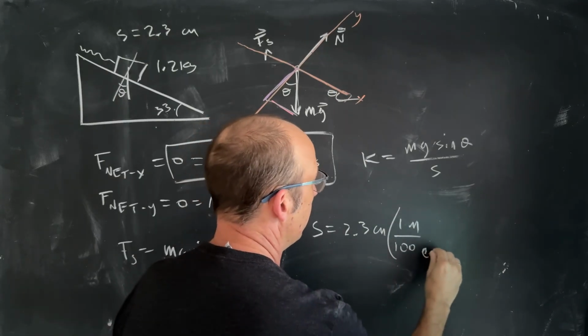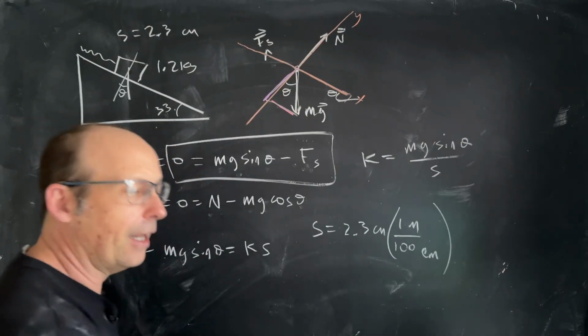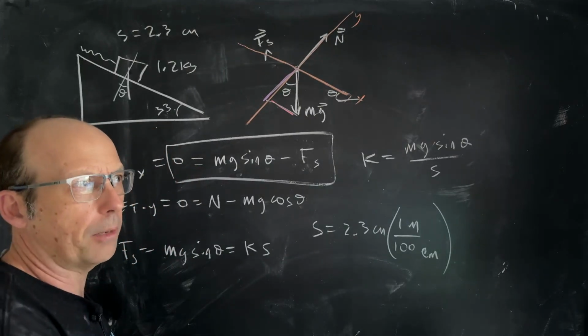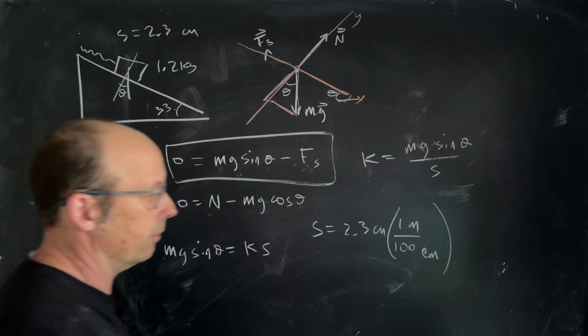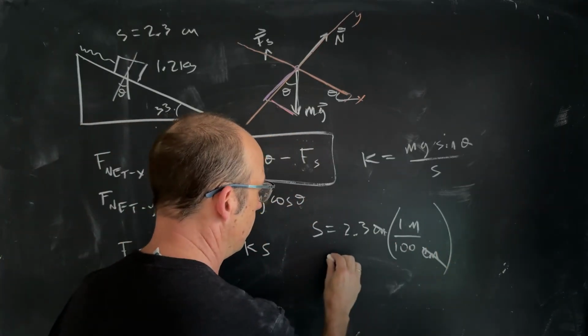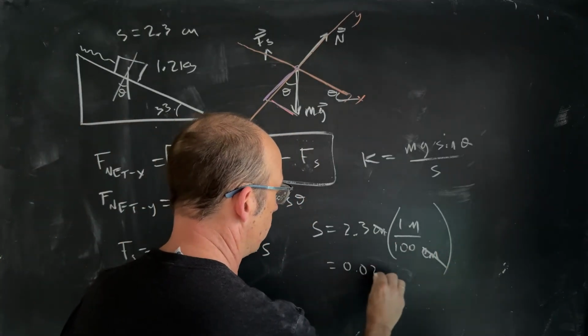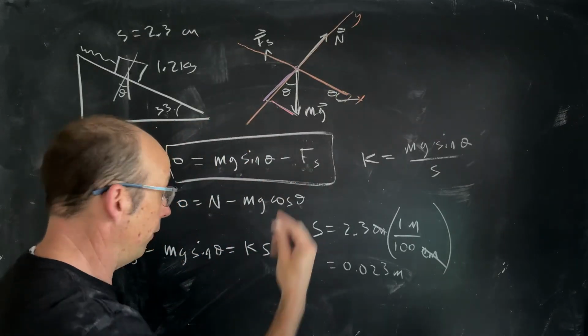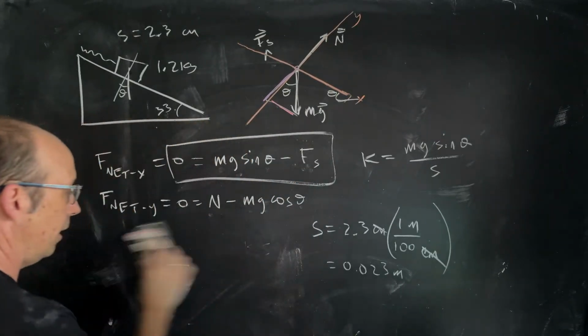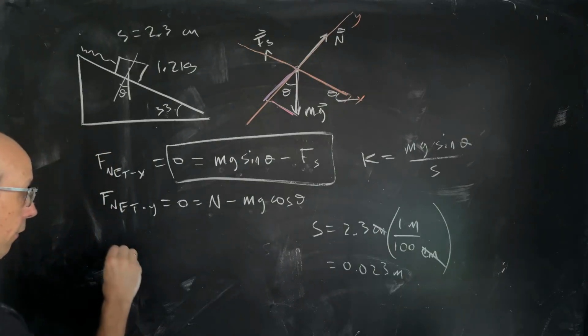I'm doing this formally because a lot of times you'll say, do I multiply or divide by 100? Don't do that. You're going to get yourself in trouble. Just write it out. But here you can see the centimeters cancel, and I get s is 0.023 meters. You can put that in your calculator if you want. Now I know everything. I can just put it in my calculator. I'm going to write it out formally.